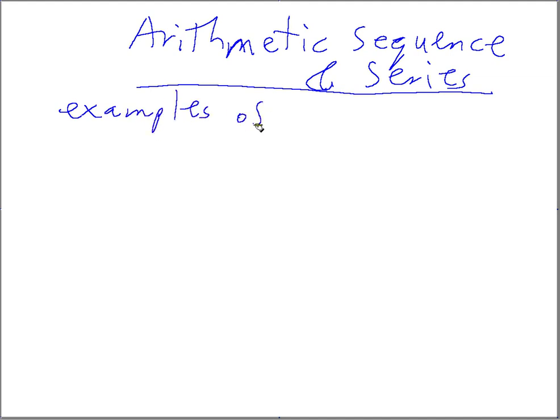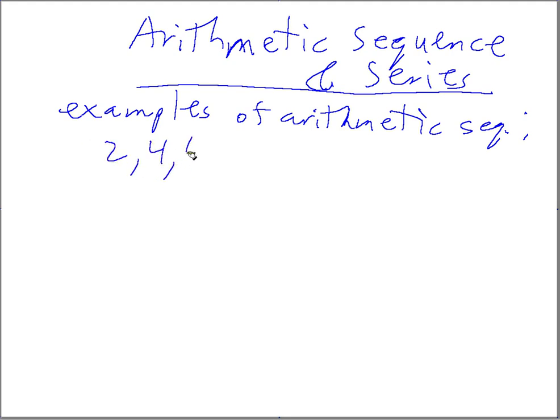Examples of arithmetic sequences. See if we can get the sense of what they look like. So for example, something real simple. Let's start with 2, 4, 6, 8, 10, and so on. 12, 14, and so on. Again, these have patterns to them.